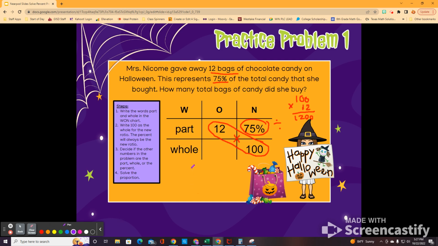I'll do that in a different color. So 1200 divided by 75. Okay, so 75 does not go into 12, but it does go into 120, so I can start there. It only goes one time. Then I would need to subtract 120 minus 75. That's going to be 45 after I do some regrouping.